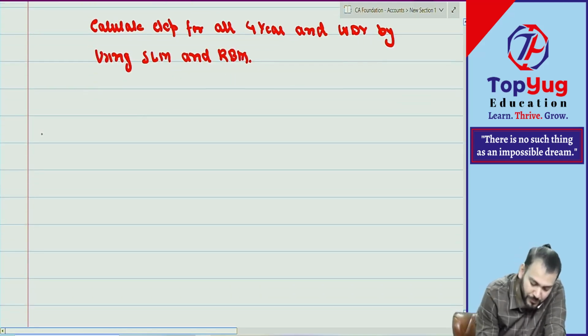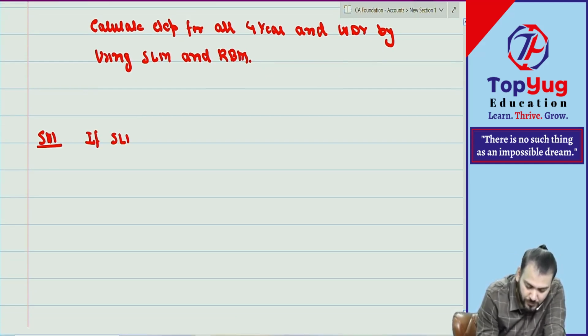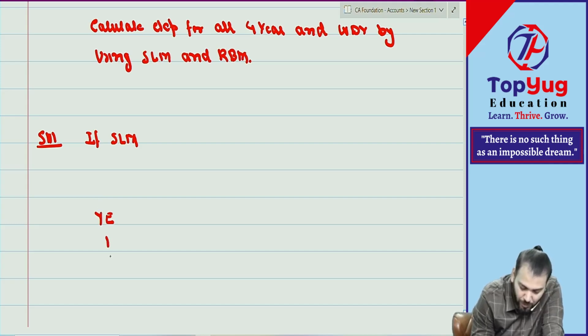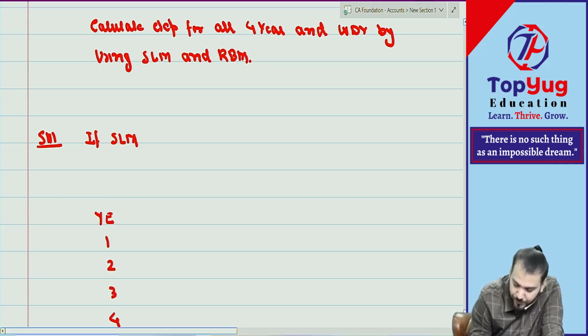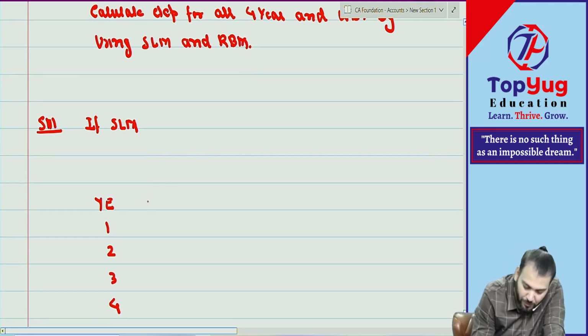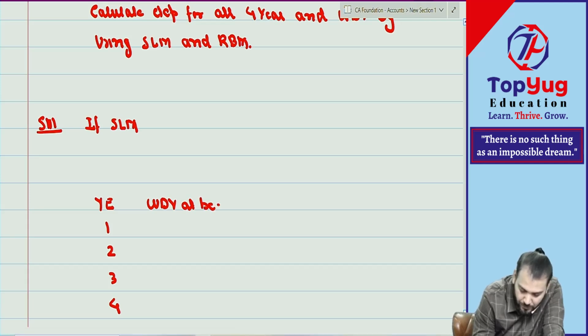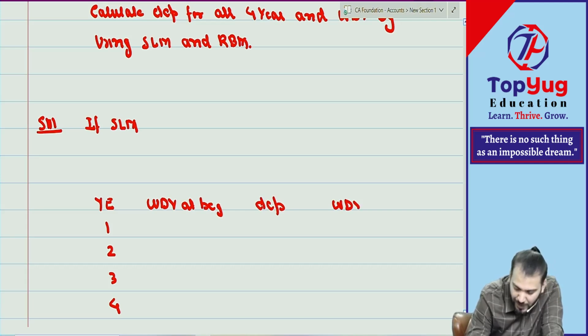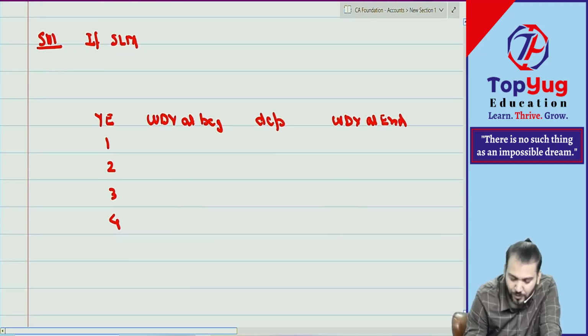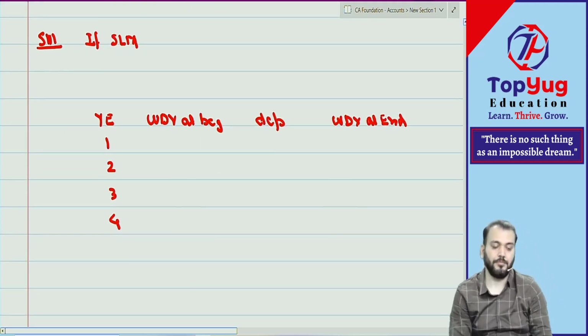SLM, can you do it? So you need to do it this way: year end 1, 2, 3, 4. First write down WDB at beginning, then depreciation. This will be WDB at end. Can you do it on your own? Do SLM on your own.